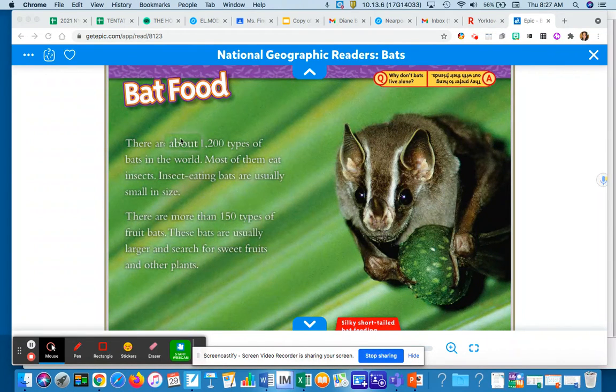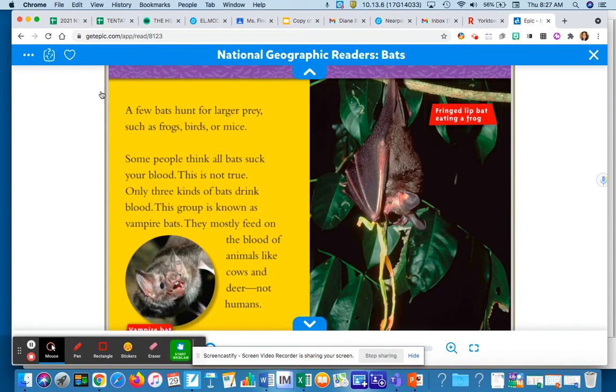Bat food. There are about 1,200 types of bats in the world. Most of them eat insects. Insect-eating bats are usually small in size. There are more than 150 types of fruit bats. These bats are usually larger and search for sweet fruits and other plants. A few bats hunt for larger prey, such as frogs, birds, or mice.